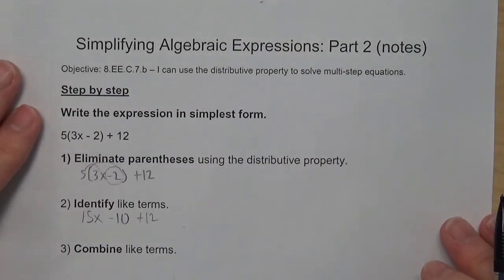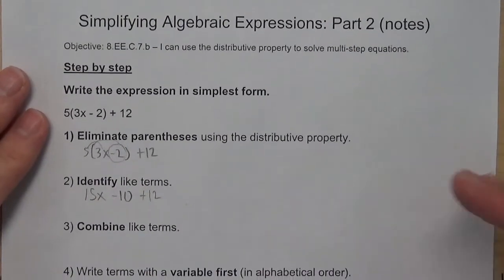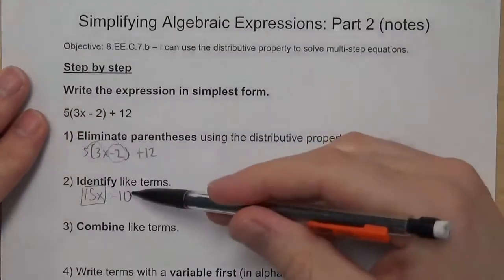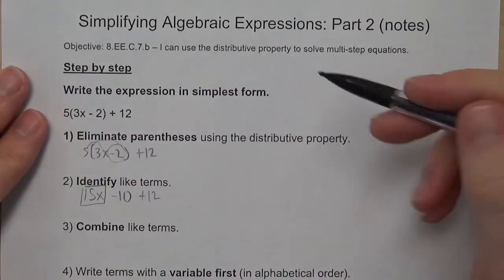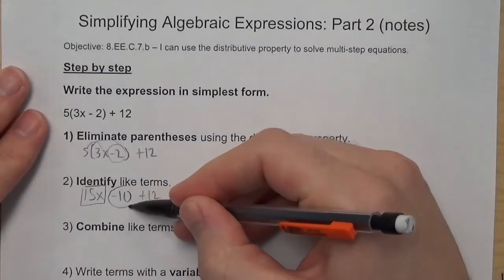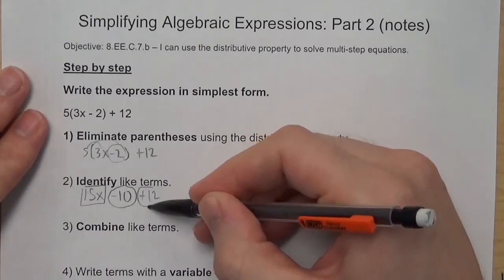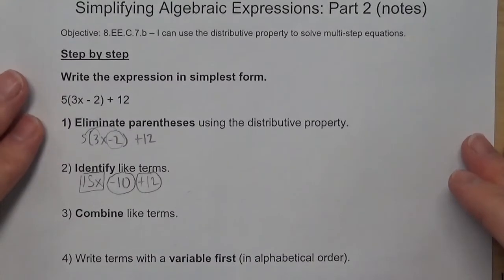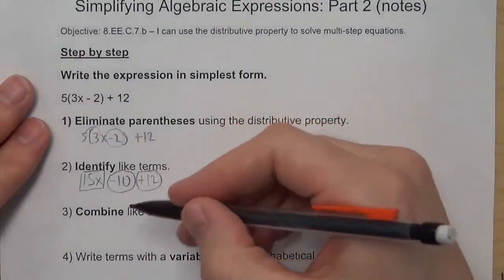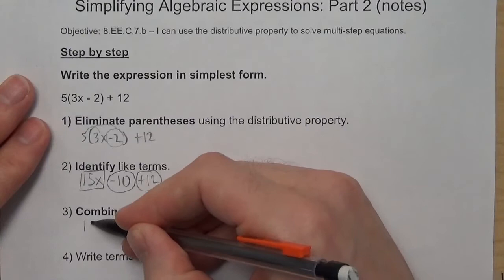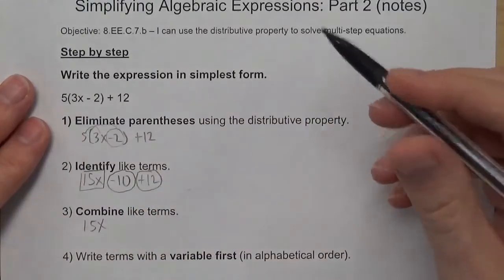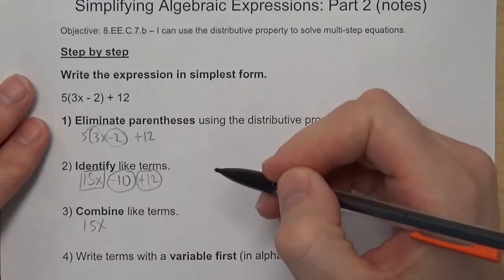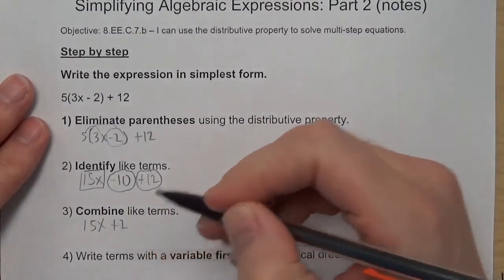Step number 2 is to identify like terms. So we've got 15x. Do we have another x term we can combine with that? It doesn't look like it. So we have negative 10 and positive 12 that are both constants though, so those could be combined. So then step number 3 is to combine those like terms. So I'm just bringing down my 15x because there's nothing to combine with that. But then negative 10 plus 12, there's 2 more positives than negatives, so it would be plus 2.